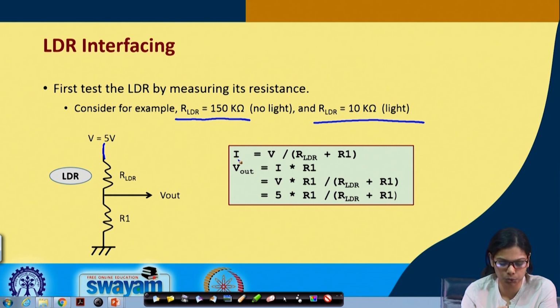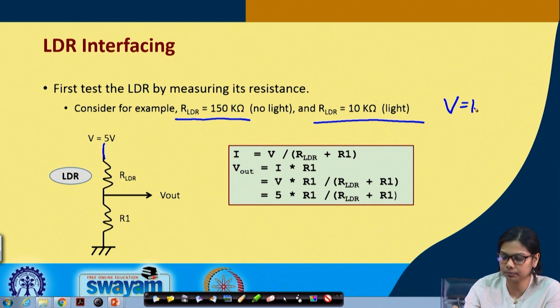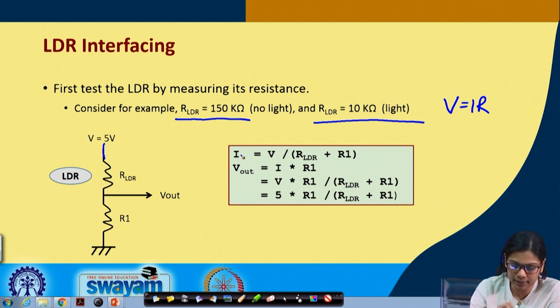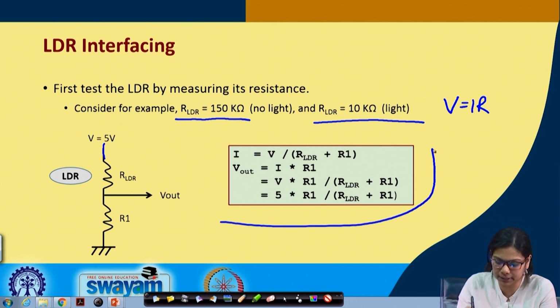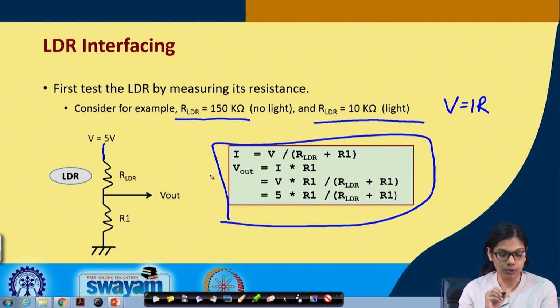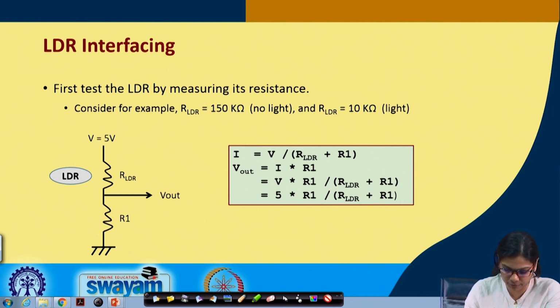So what will be the current flowing through it? V equals IR, so I will be V divided by R, that is V divided by the resistance of this LDR plus R1. What will V out be here? V out will be I into this particular resistance. I we have already calculated, V divided by R LDR plus R1, and this is multiplied with R1. So if V is 5 volt, then V out is 5 multiplied by R1 divided by R LDR plus R1.